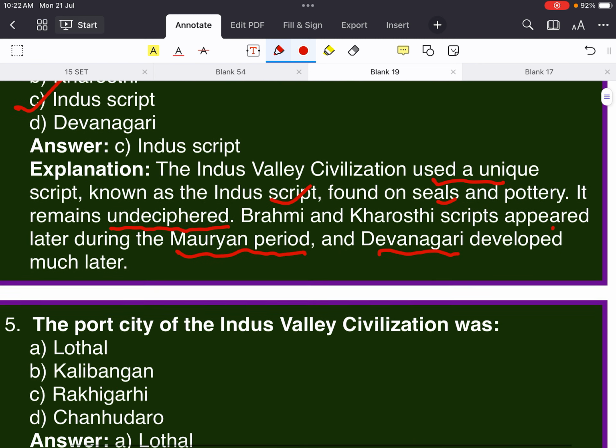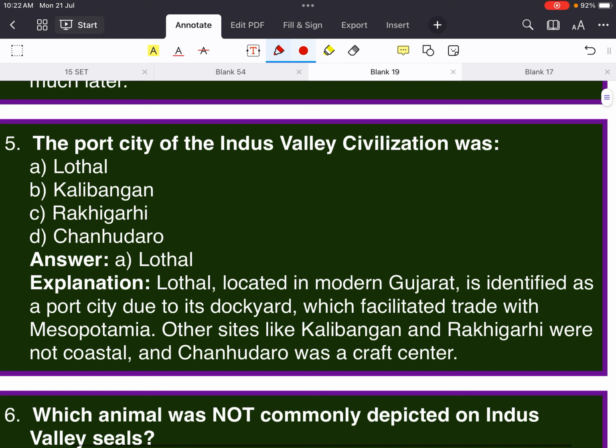Next, question number 5. Which was the port city of the Indus Valley civilization? That is Lothal, option A. Lothal is located in modern-day Gujarat. It is identified as a port city due to its dockyard, which facilitated trade with Mesopotamia. Other sites like Kalibangan and Rakhigarhi were not coastal, and Chanhudaro was a craft center.